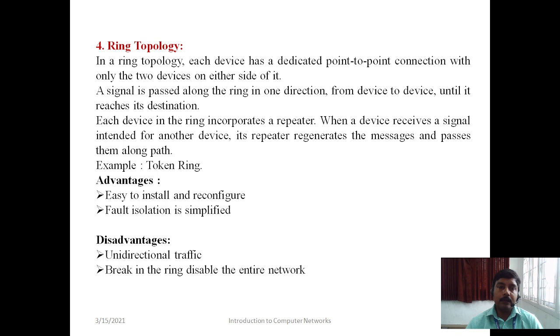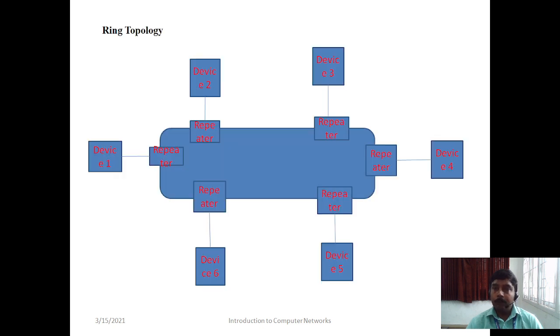There are advantages: easy to install and reconfigure. Fault isolation is very simplified. And the disadvantages: unidirectional traffic, and the problem is that when there is a break in the ring, it disables the entire network. So you can very easily understand that the devices are connected through the ring. Each device is connected with a repeater.